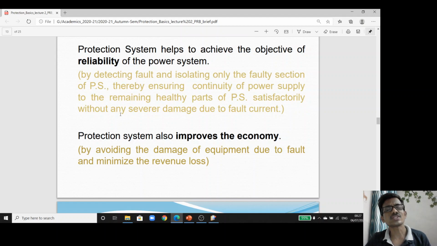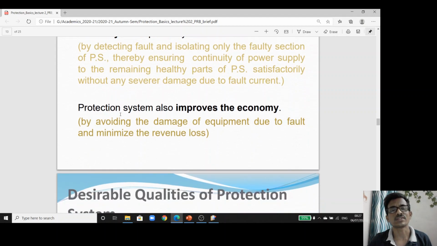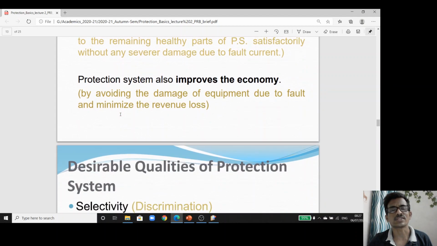Now the question arises, this is the objective, so what are the essential features of a good protective system? Means we say our protective system is good if it satisfies a number of essential, desirable features. So what are the characteristics, what are the desirable features of our protection system? So, the desirable qualities of a protection system.